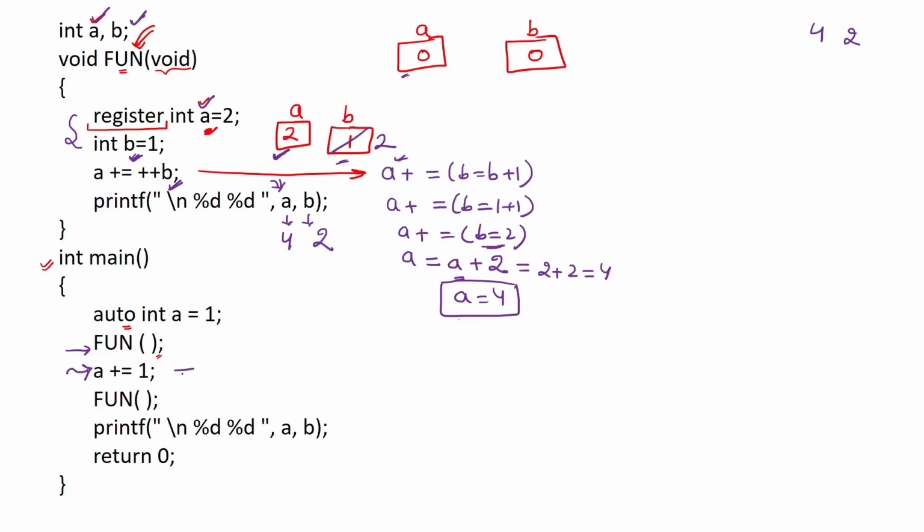Now next line is doing some computation on this a, right? So this A will be incremented actually. So A, which is actually 1 currently, it will now be updated with 2, right? Now again this function is called, okay? So this function is again called.